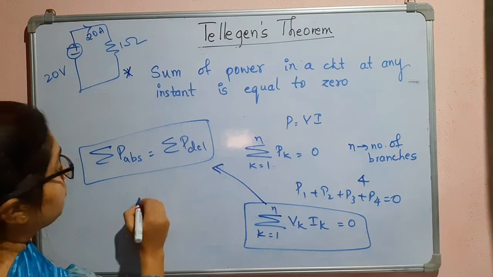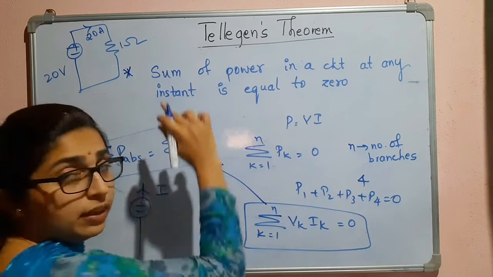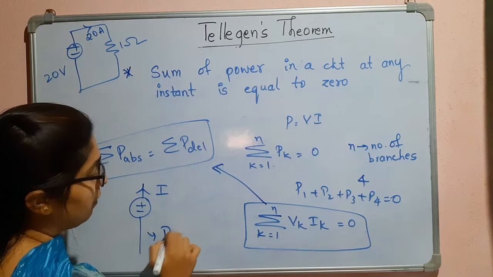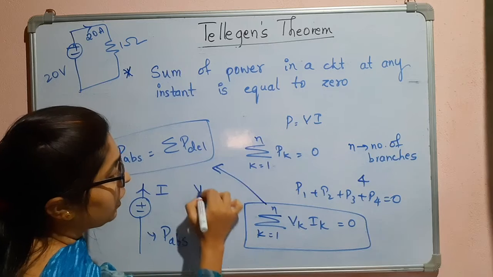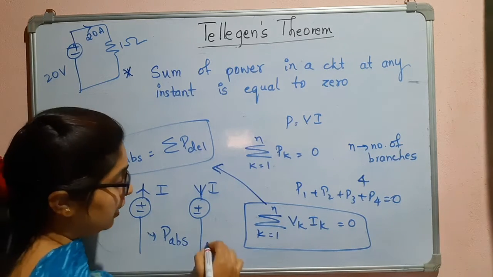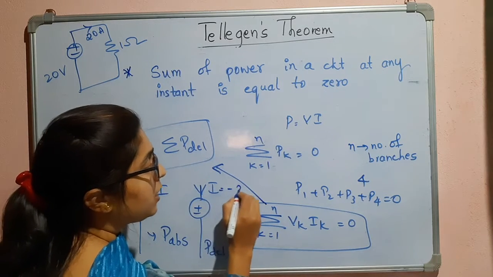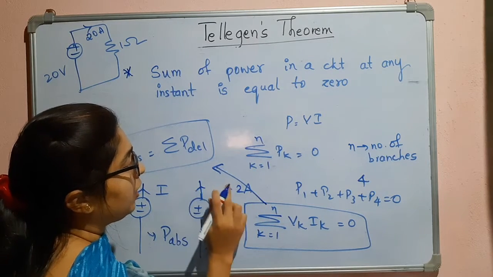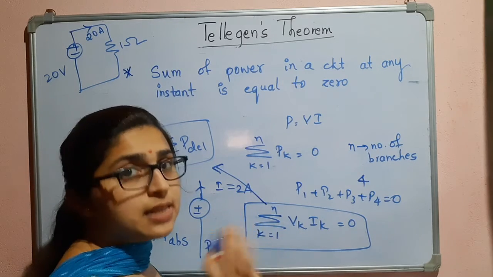See here, if you have a voltage source like this, and the current is leaving the positive terminal, then the power will be absorbed. But if the current is entering the positive terminal, then power will be delivered. Remember, if this is minus 2 ampere which is entering, then obviously that is a leaving current, I is equal to 2 ampere. You have to see the signs also.